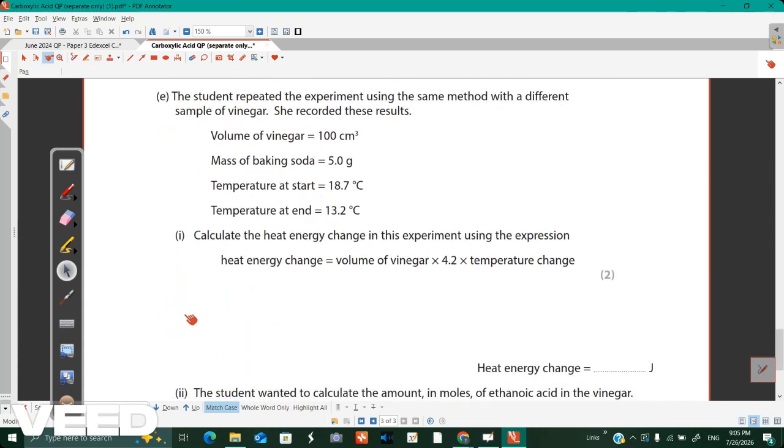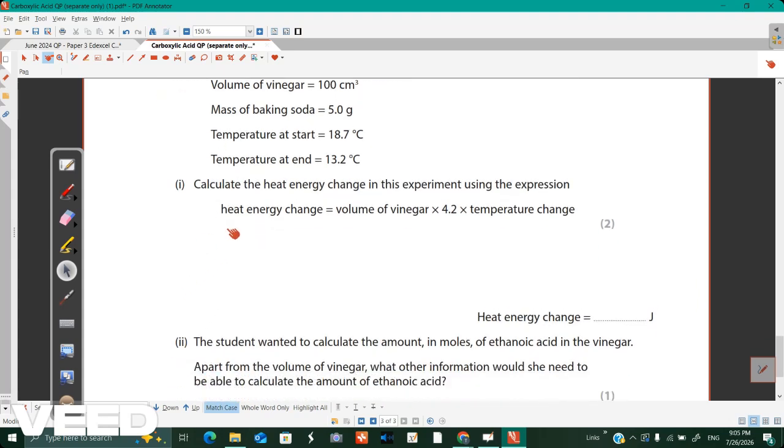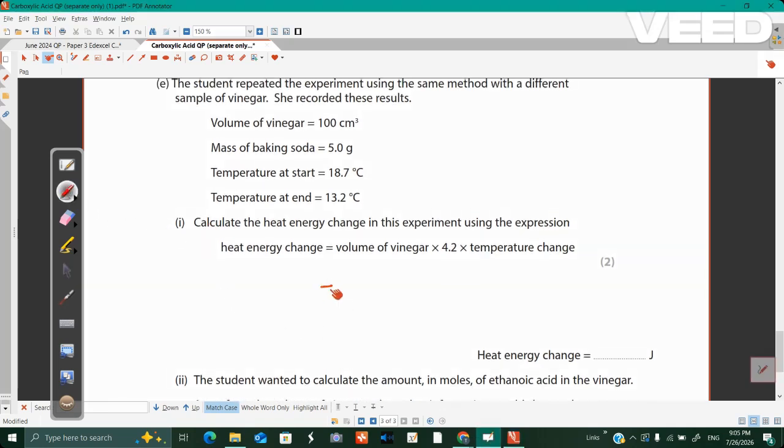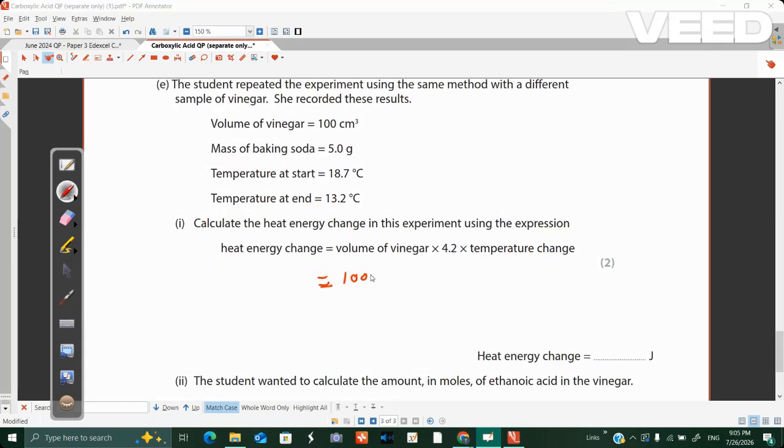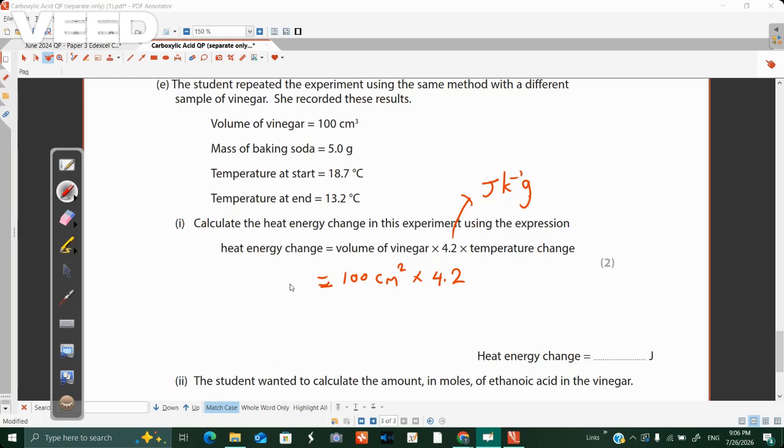A student repeated the experiment using the same method with a different sample of vinegar. She recorded these results: volume of vinegar, heat energy change. The equation is also given, right? Volume of vinegar, temperature, need to calculate it. Volume of vinegar is 100 cubic centimeters. 4.2 is given in joules per Kelvin per gram, and the mass, heat energy. And the temperature change is what? The difference between initial and final.